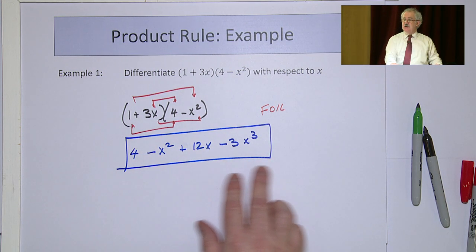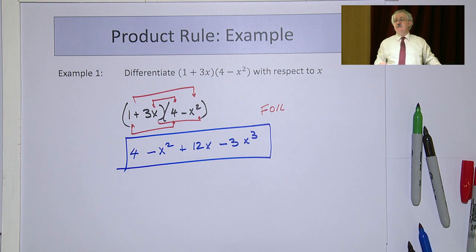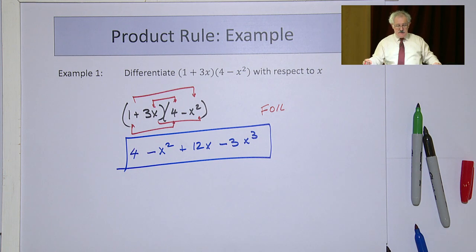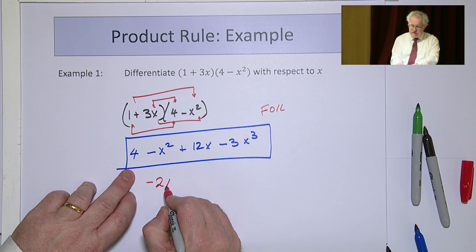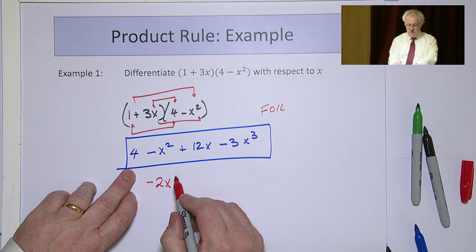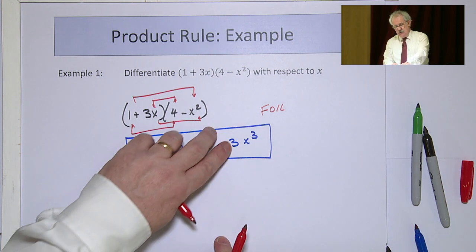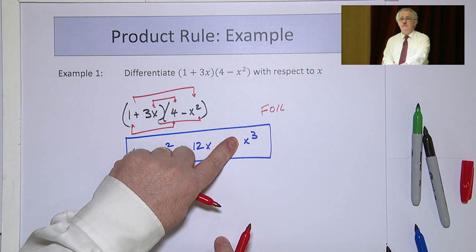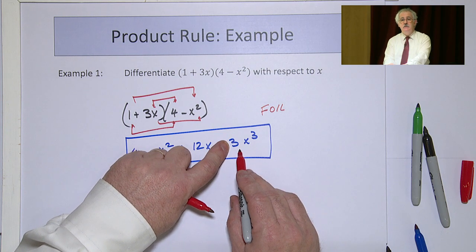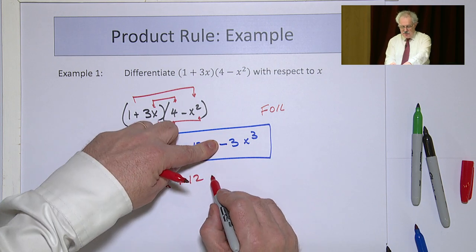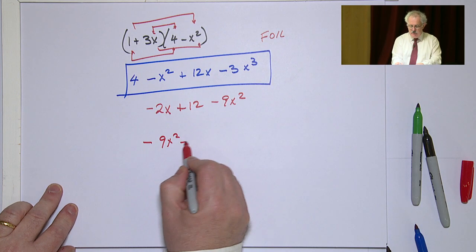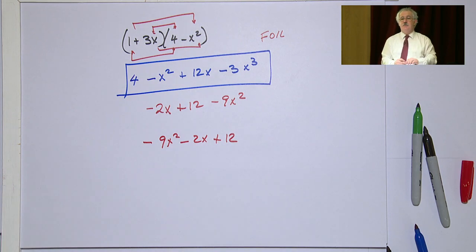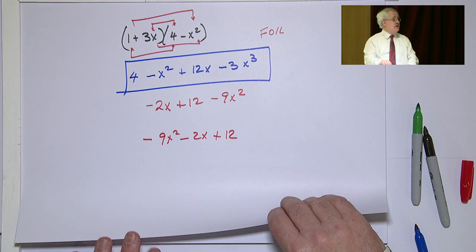Is that expression just a straightforward expression with no brackets? Could I differentiate it? Couldn't I? Yes. Differentiating 4? Nothing. x squared, minus 2x, isn't it? 12x? 12. Minus 3x cubed, well, what about x cubed? 3x squared. So by 3, 9. By minus, minus 9x squared. So it looks like it's minus 9x squared minus 2x plus 12 is my answer. Is that okay? But we weren't asked to get it quite like that.